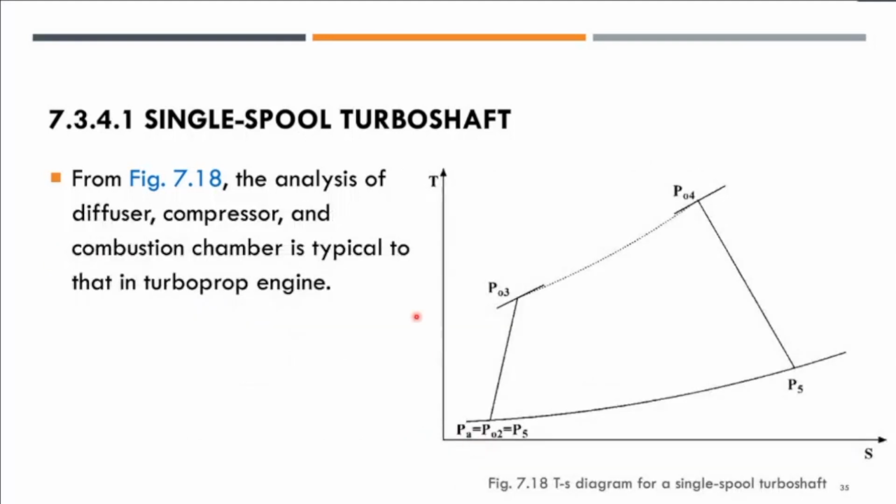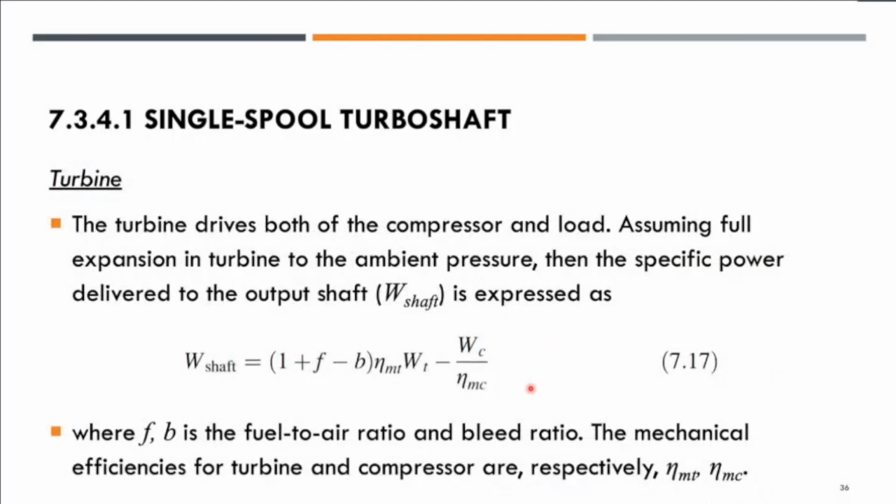Okay. From figure 7.18, right? Just pick up again figure 7.18 so that we do not have to go back and forth. The analysis of a diffuser, compressor and combustion chamber is typical to that of a turboprop engine. And the turbine that drives both the compressor as well as the load, we have already seen this, where f is the fuel to air ratio and B is the bleed ratio. Okay.